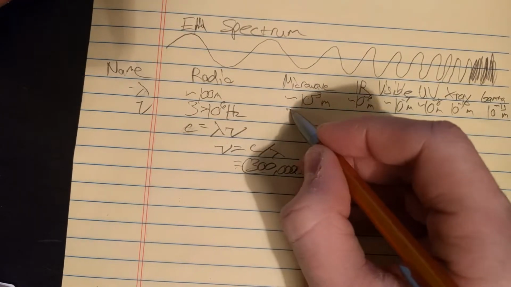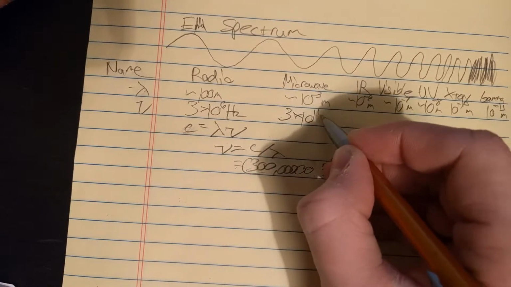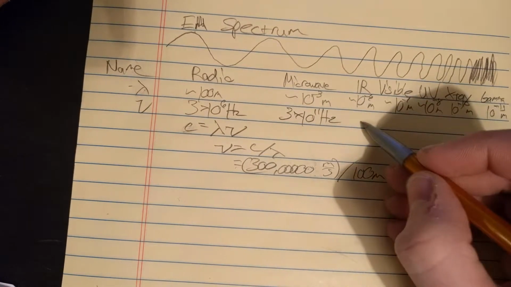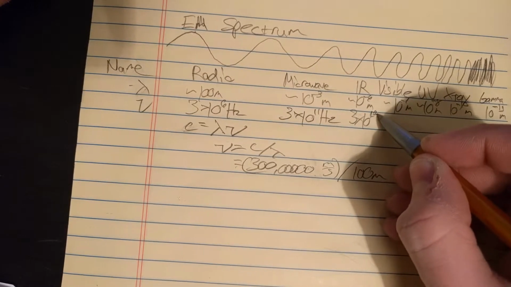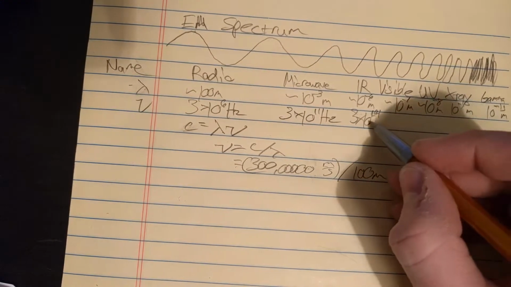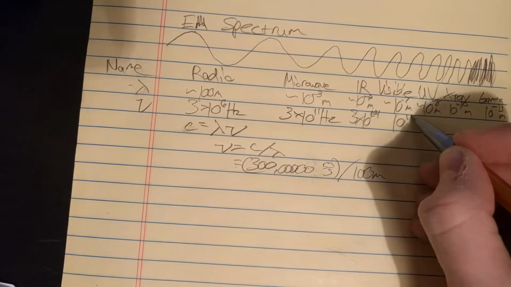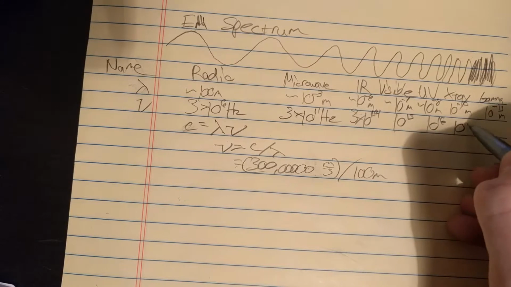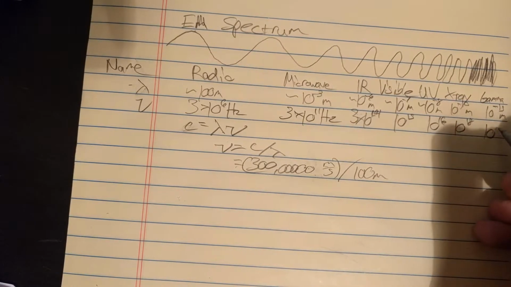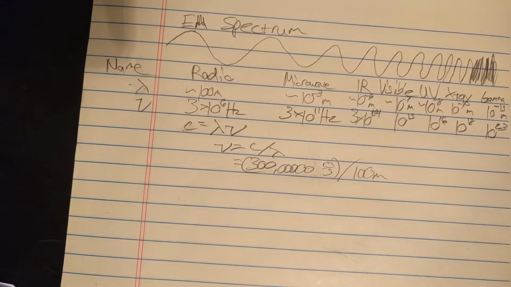Do that for microwave, you get 3 times 10 to the 11th hertz. Do that for infrared, you get 3 times 10 to the 14th. So on and so forth. These all have a 3 in front of them, but I won't write that anymore. 10 to the 18 for X-rays, 10 to the 23 for gamma rays.